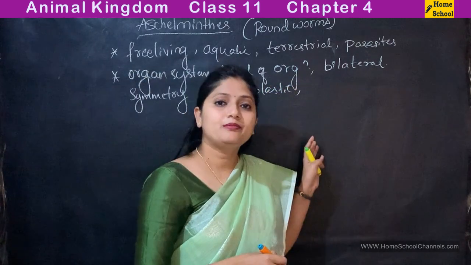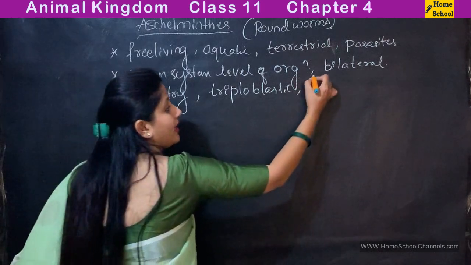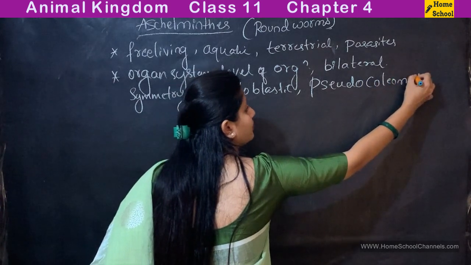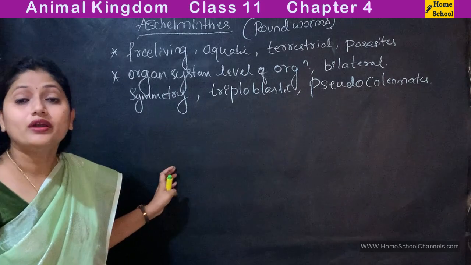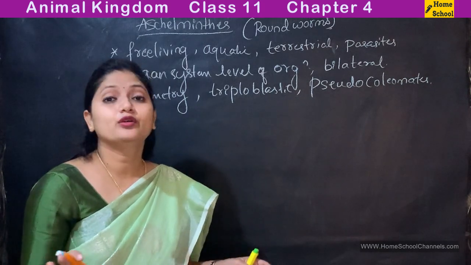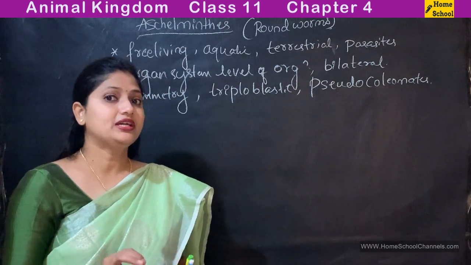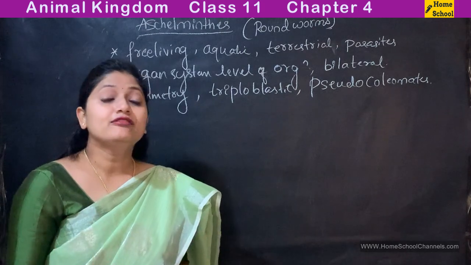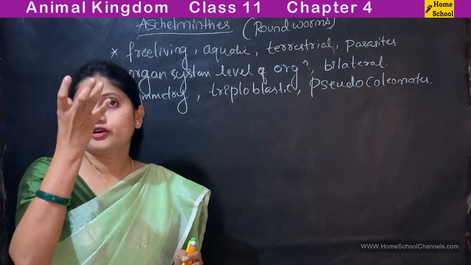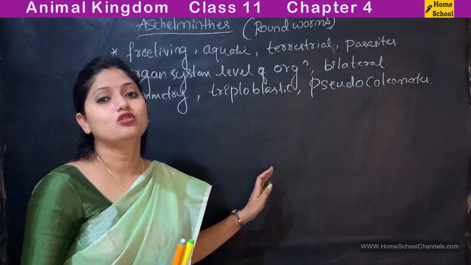These are mainly triploblastic. Triploblastic means these usually have three germ layers, and they are pseudocoelomates. What does pseudocoelomates mean? Till now we had seen acoelomates. It means they didn't have the coelom at all. There was no central cavity. Now we are speaking about the pseudocoelomates. It means they have the cavity, but it's not a true cavity. It is a false cavity, a fluid-filled cavity. Okay, so we call them pseudocoelomates.